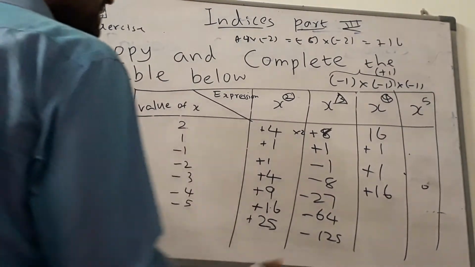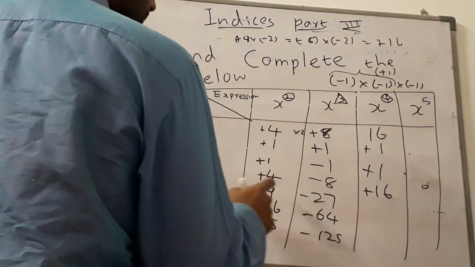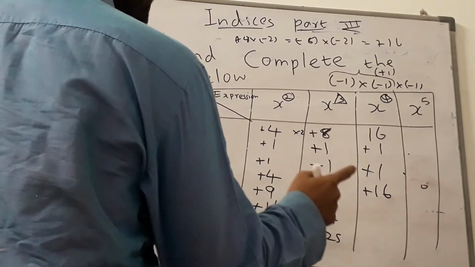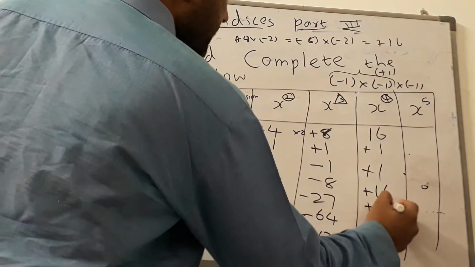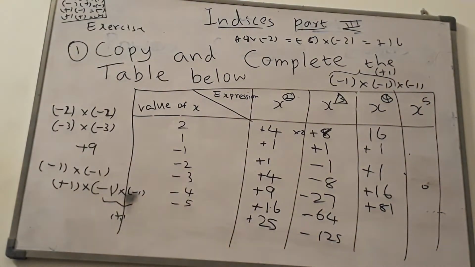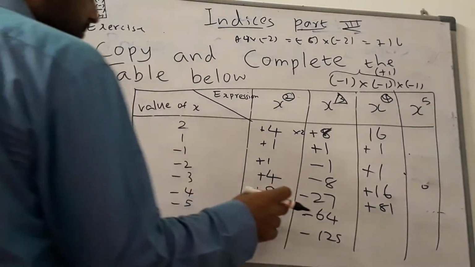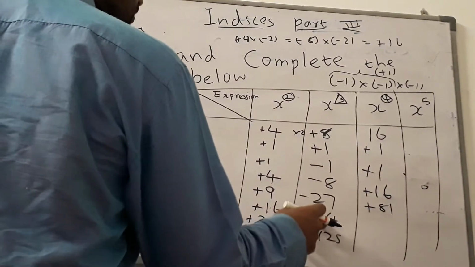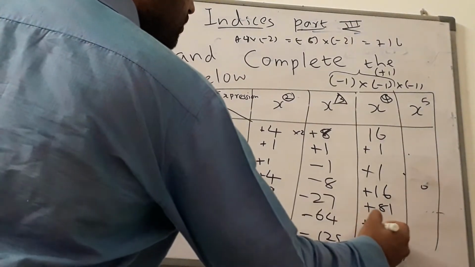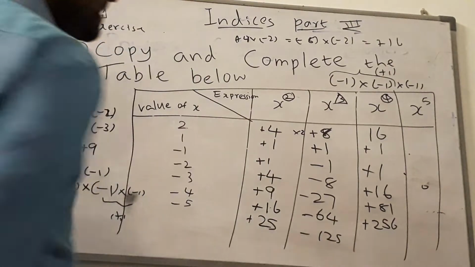Same as here, minus 3 times minus 3, plus 9. Plus 9 times minus 3, minus 27. Minus 27 times minus 3 means plus 81. Next is minus 4. Minus 4 times minus 4 means plus 16. Plus 16 times minus 4 means minus 64. Minus 64 times minus 4 means plus 256.